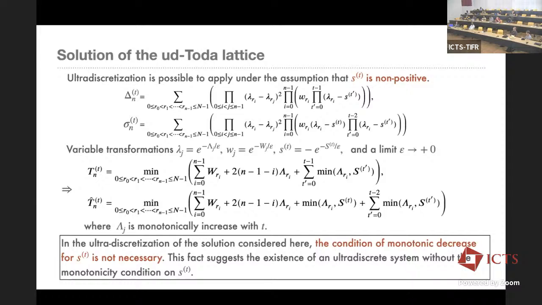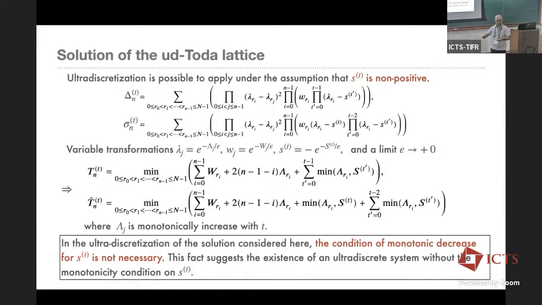Okay, but you see, from here to here, we are assuming S of t is only non-positive. So this is our solution coming from the discrete, ultra discrete, and non-autonomous discrete Toda lattice. This expression happened, and this is a generic solution. And here, we are assuming S of t is non-positive. So it means that this is a plus value. So from here to here, there's no difficulty in applying our ultra discrete limit.